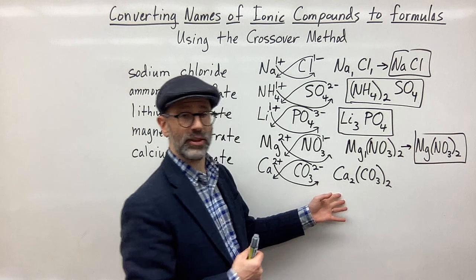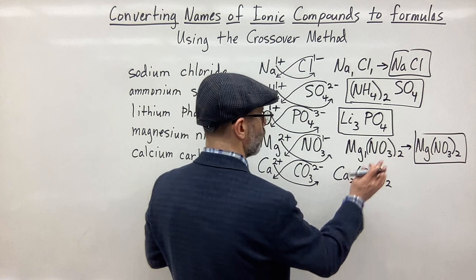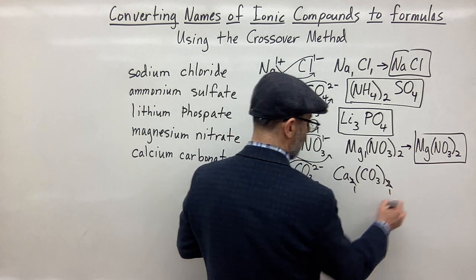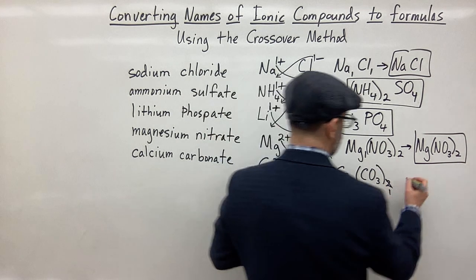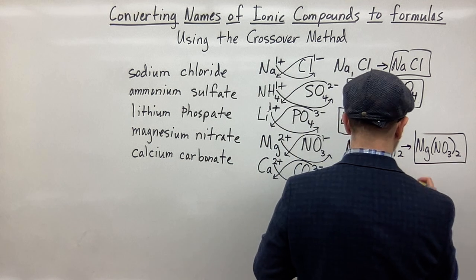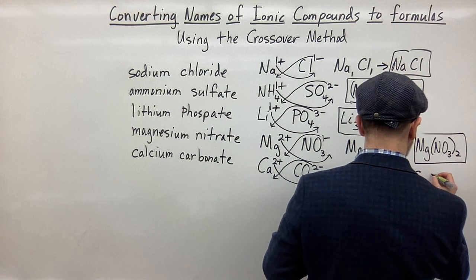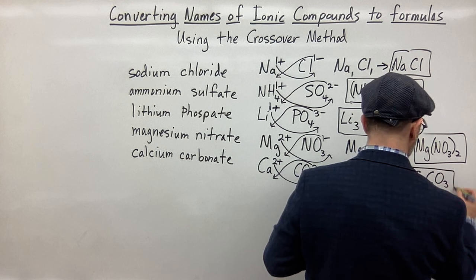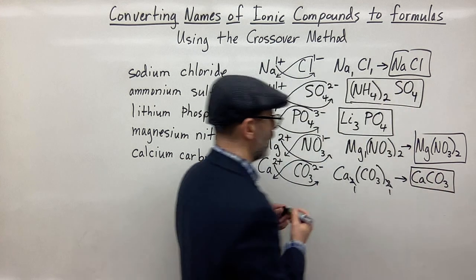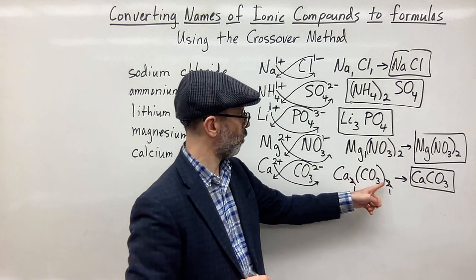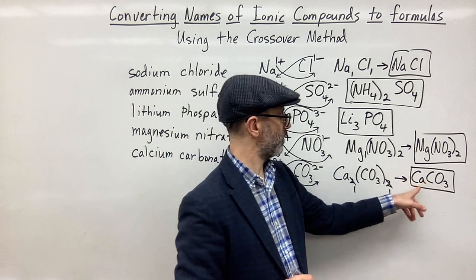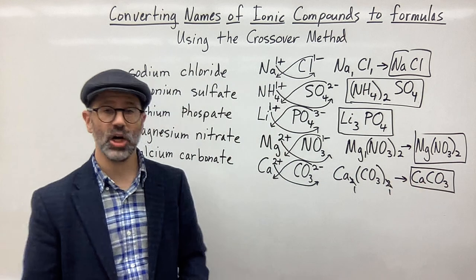And since we don't write the ones, we're just going to get rid of them. So this becomes a 1, that becomes a 1. And so we get CaCO3. And notice I don't need the parentheses anymore because I have a 1 subscript. So I get rid of it, and it's CaCO3.